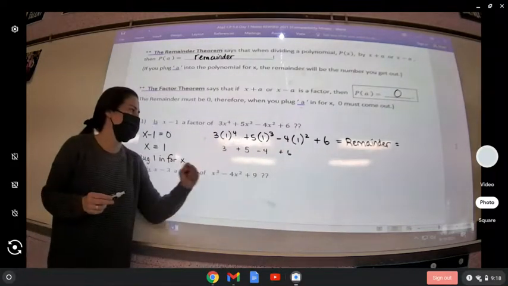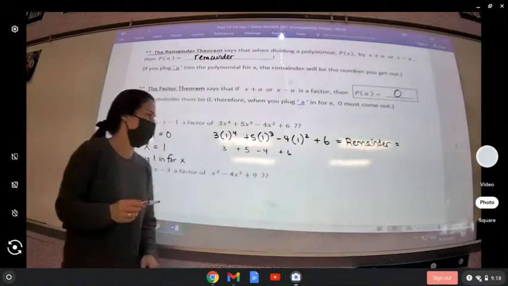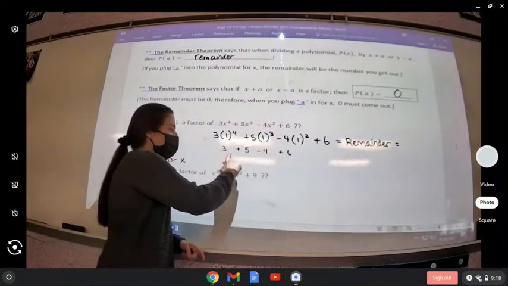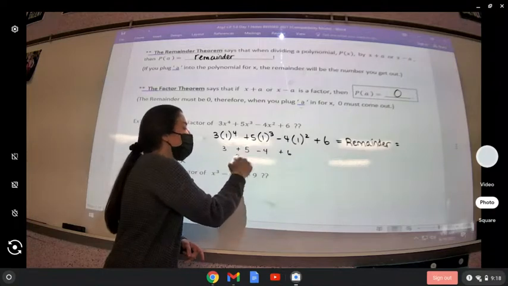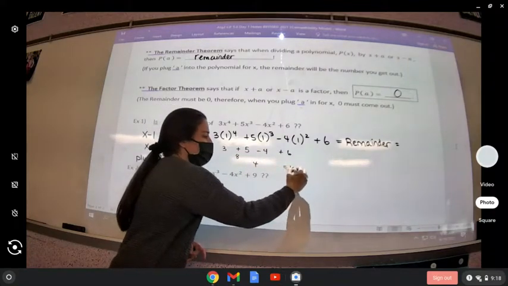Right? 3 times 1 to the 4th is 3, 5 times 1 to the 3rd is 5, negative 4 times 1 squared is negative 4, and then plus 6. In the order they appear, 3 plus 5 is 8, 8 minus 4 is 4, 4 plus 6 is 10.